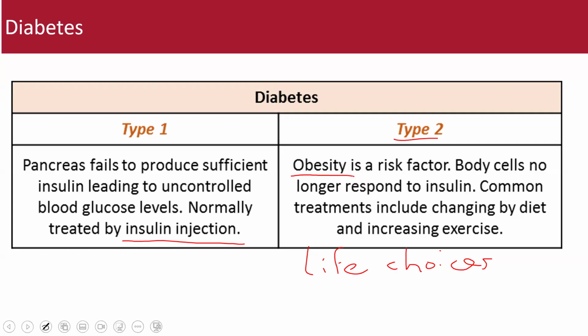Treatment is you change your diet and you increase your exercise. So type 2 diabetes is usually brought on by obesity, but it's also to do with smoking, alcohol, lack of exercise. Treatment for it is eat less, stop smoking, drink less, exercise. So type 2 is all about choices that you make in your life.